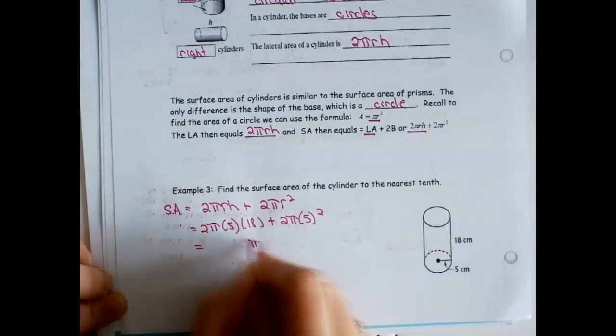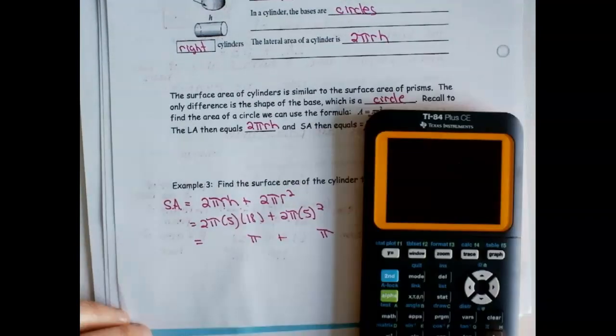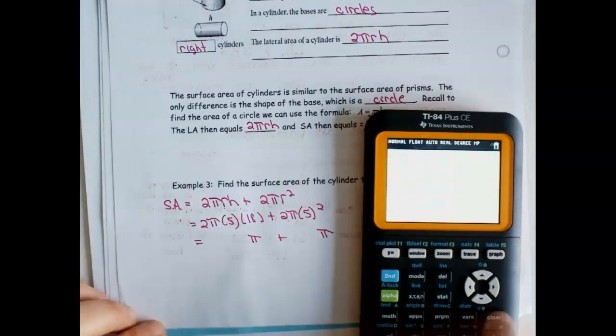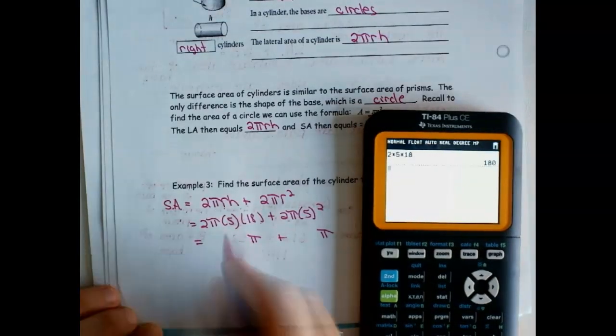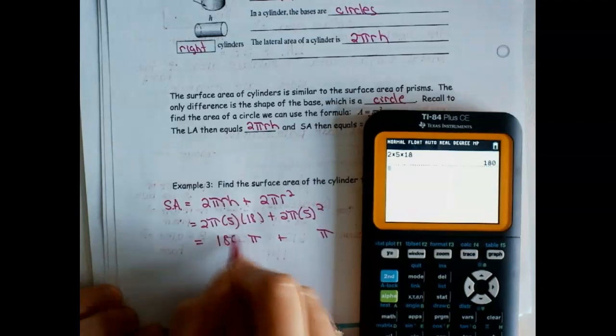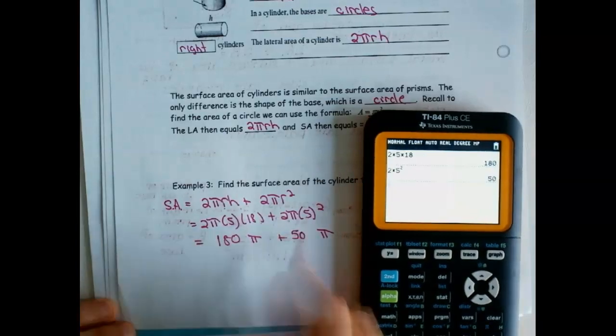So first of all, let's leave it in terms of pi. So I'm just going to cast those pi's off to the side. I'm going to type in everything else. So to begin with, I see 2 times 5 times 18. That gives me 180 pi. And then I've got 2 times 5 squared, which gives me 50 pi.